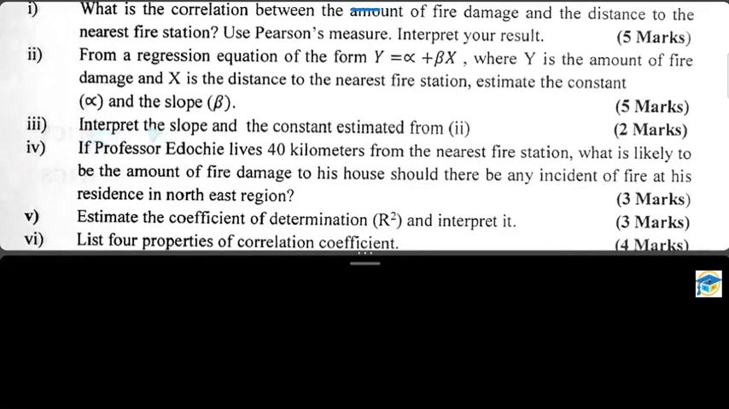Then III. Interpret the slope and then the constant estimated from II. Then IV. If Professor Eduche lives 40 kilometers from the nearest fire station, what is likely to be the amount of fire damage to his house should there be an incident of a fire at his residence in northeast region? Then V. Estimate the coefficient of determination, that's R square, and interpret it. And lastly, list 4 properties of correlation coefficient. So this is the question that we have been given, and we are asked to go through it in that particular case.